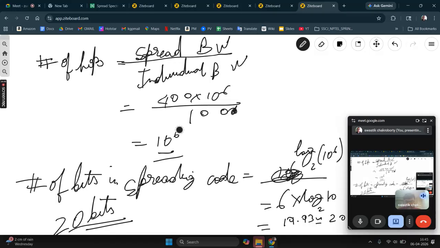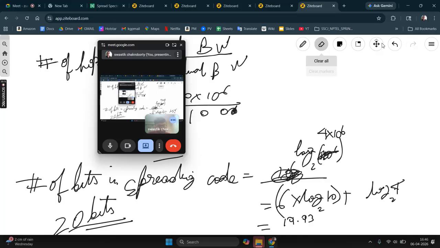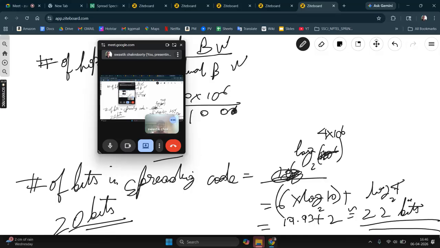Sorry, this will be 4 million, not 1 million. This 4 is not cancelled, so 4 million. So with 4 million, of course, you have to add a term, so it will be 6 into log 10. Now log a into b is log a plus log b, so it will be log base 2 of 4. So it will be 19.93 plus 2, which is approximately 22 bits. So it is 22 bits.